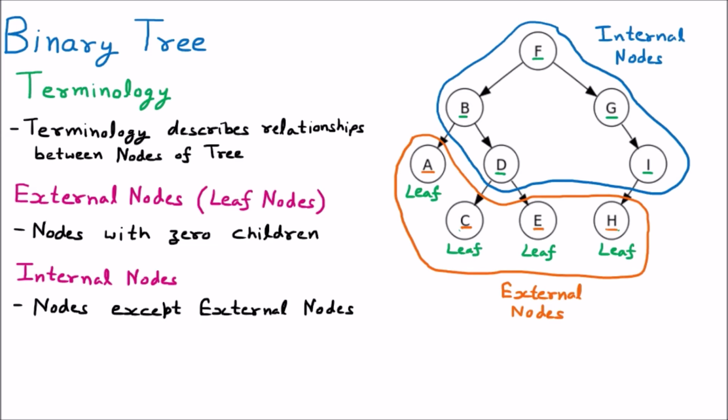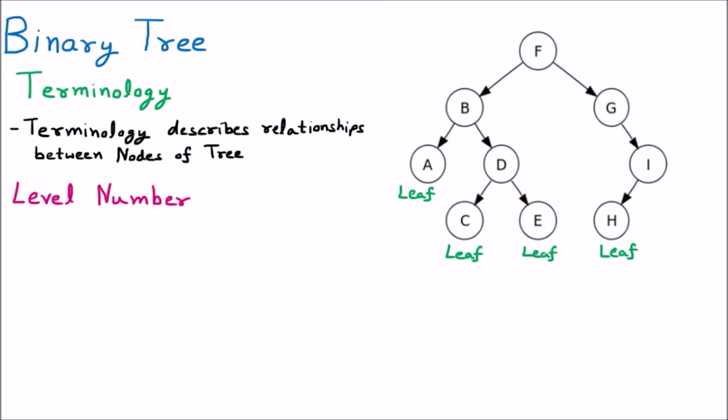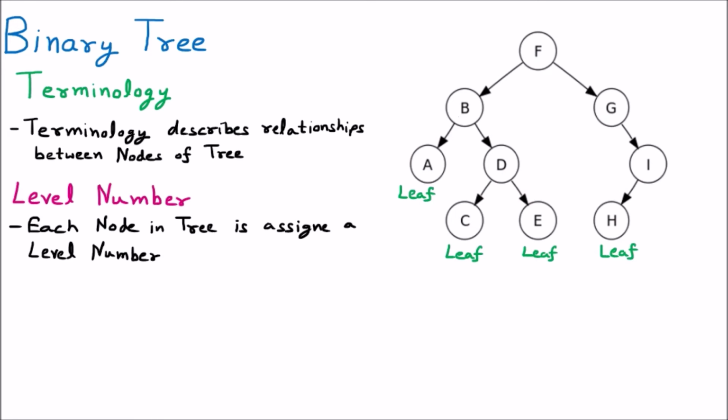Now we are discussing the next thing, which is the level number. Talking about the level number, each node in a binary tree is assigned a level number. If we talk about the root, then the root is assigned the level number 0. In the diagram, the root is the top element. F is the root of this tree, in the top hierarchy, and the root has level number 0. So this is the 0th level, meaning the starting level.